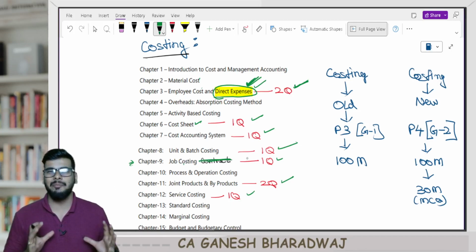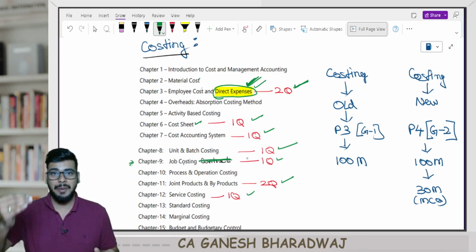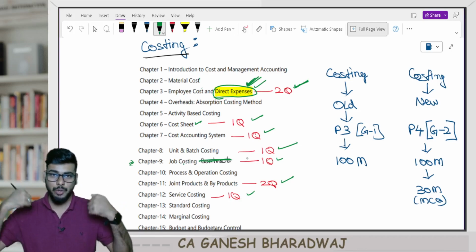Sir, no sir, I am not that confident in costing. I have not studied costing. Then please, it is better, if you want to attend lectures, then yes, you can attend the lectures that are applicable exclusively for the new syllabus.